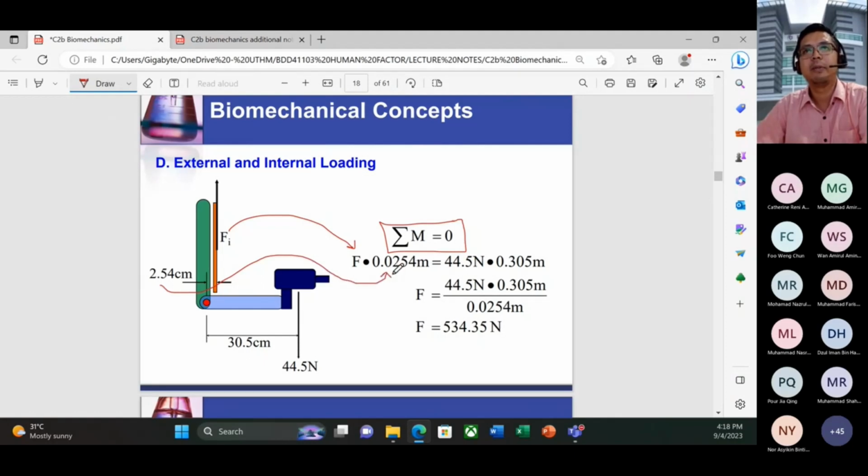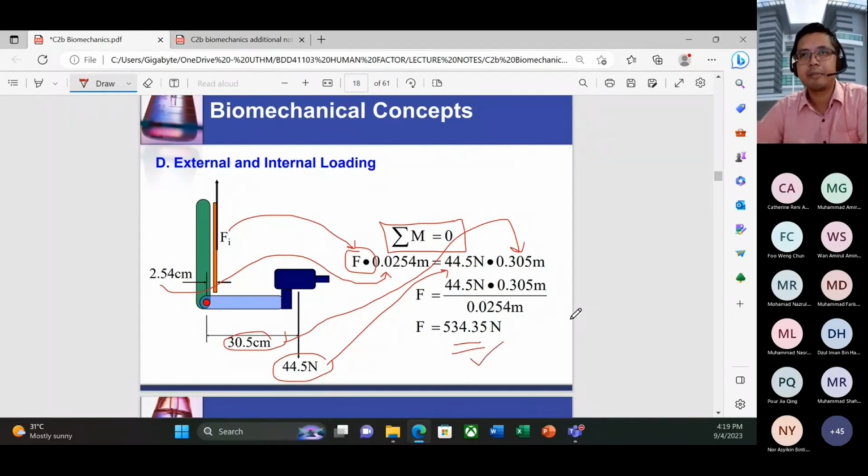Converted to 0.0254 meter here, equals, same concept, the force here, 44.5 Newton times 0.305 meter. Put it here. So we need to find the force. In order to find the force, we move the 0.0254 meter down here, and we calculate, and we get 534.35 Newton. So this is the force. Okay, so this is the basic concept. Clear? Any question?